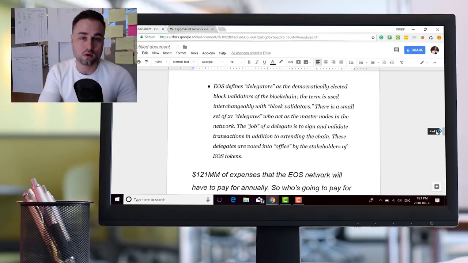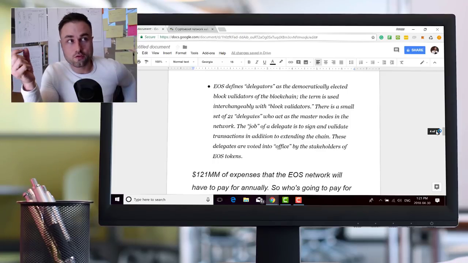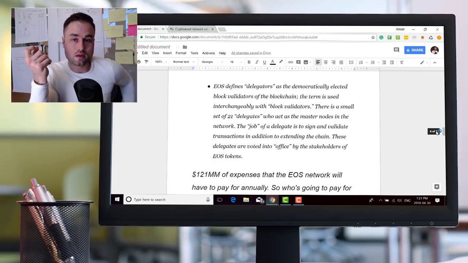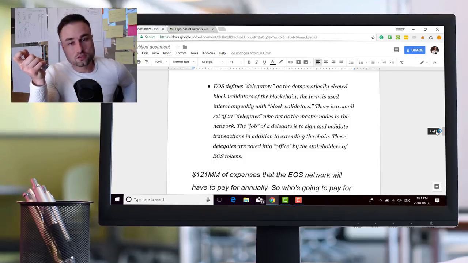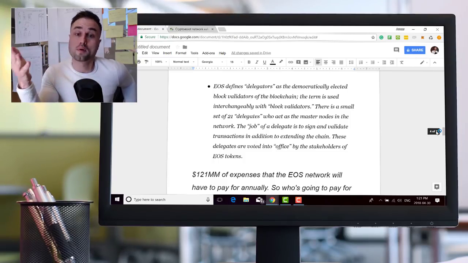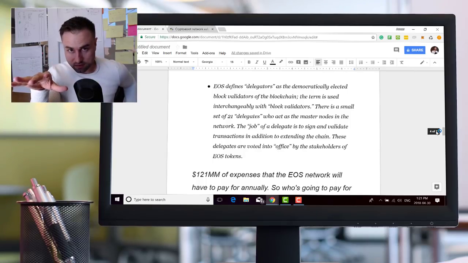There's a small set of 21 delegates, or master nodes, in the network. The job of the delegate is to sign and validate transactions in addition to extending the chain. These delegates are voted into office by the stakeholders of the EOS tokens. If you're holding EOS tokens, you'll be voting on who you want your master nodes to be, right? So more or less like voting for politicians. There are a lot of issues with that as well, and a lot of people are talking about these issues. There are a lot of pros and cons to that.